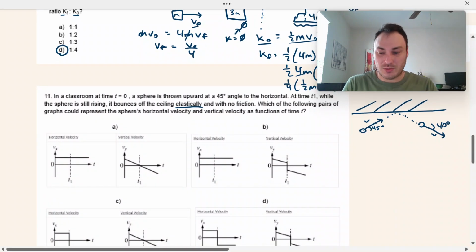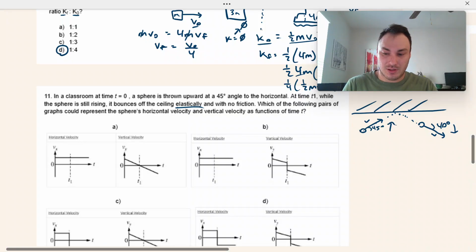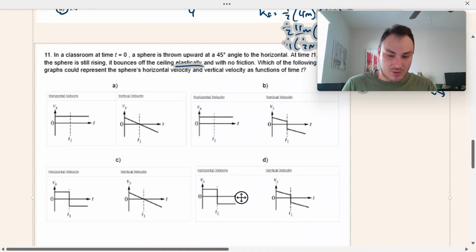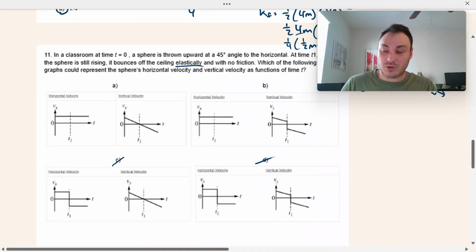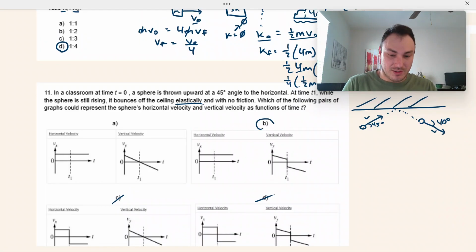So the horizontal velocity, this component of the velocity, is not actually changing. What is changing is the vertical velocity. The vertical velocity went from this to this. So horizontal is not going to change, so it's not C and D. Vertical is going to change, and it looks like it's going to be going from up to down. It's going to be B.